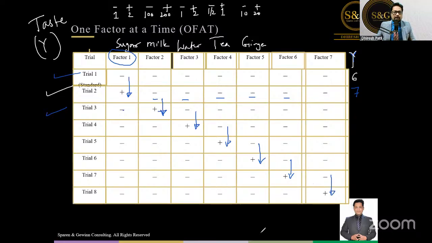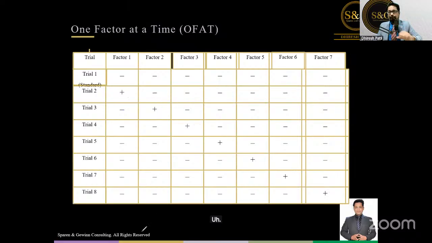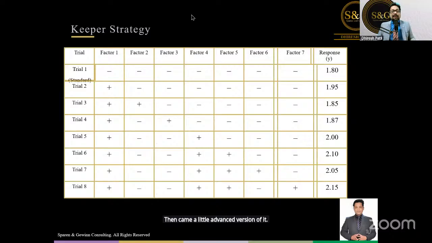Clear? Very good. Now, this was the original, one factor at a time experimentation. Then came a little advanced version of it, which is called the keeper strategy. Same, one factor at a time, keeper strategy. In this, what happens is everything remains same, exactly like one factor at a time. Okay, this is a response here in this column.